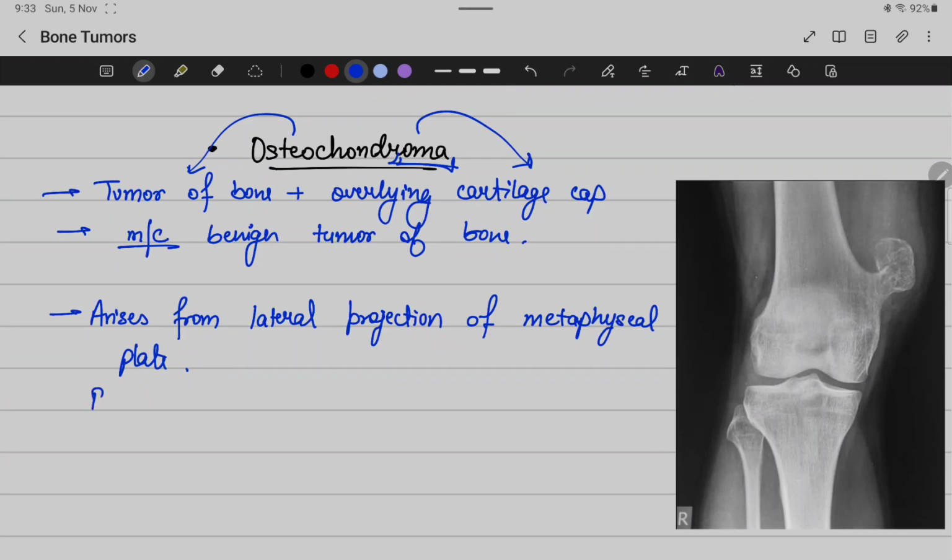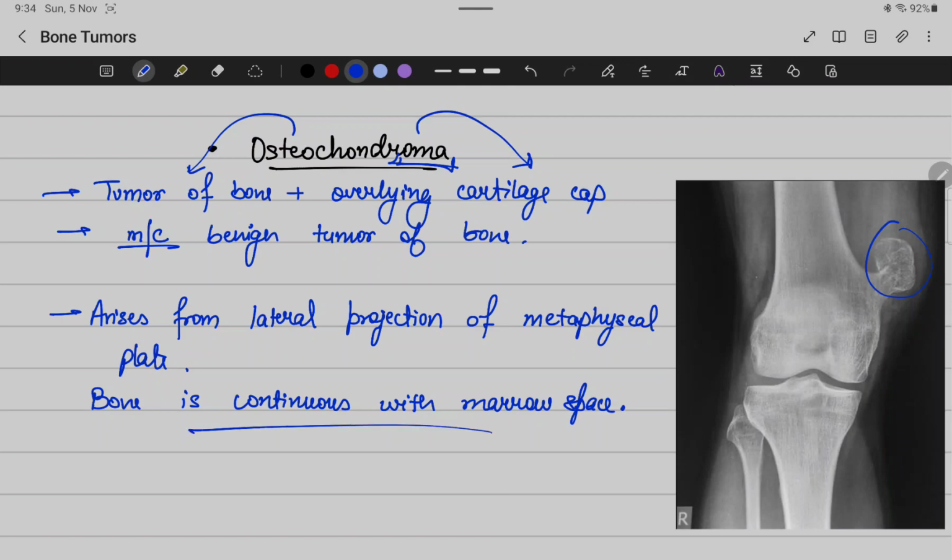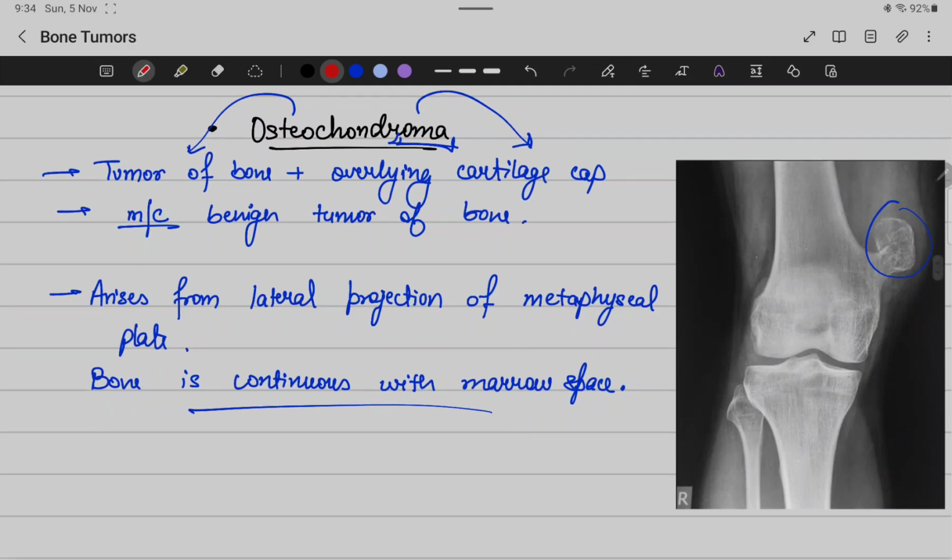And the bone that is this growth, this bone is continuous with your marrow space. This you should remember. Okay, now let's come to this X-ray.